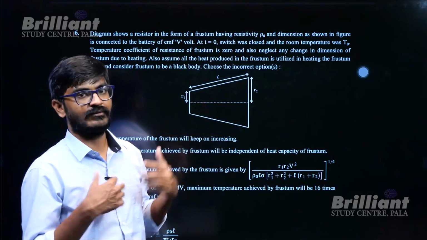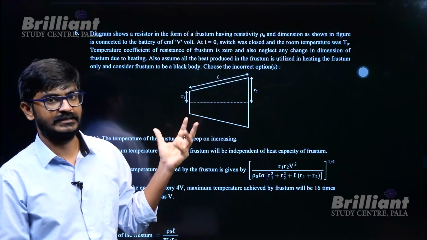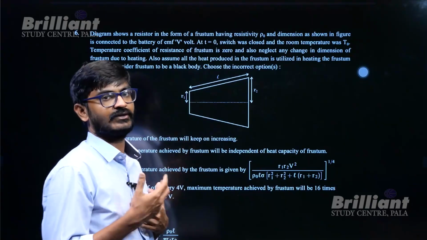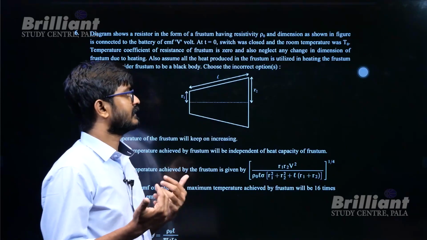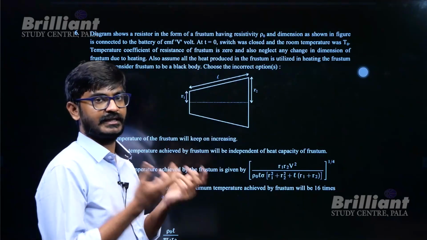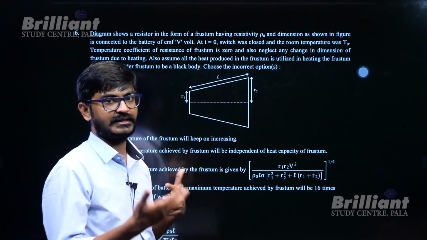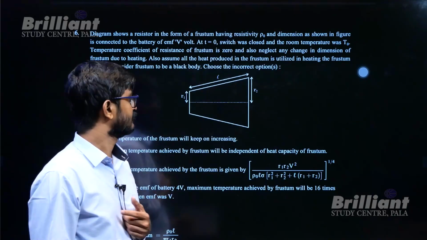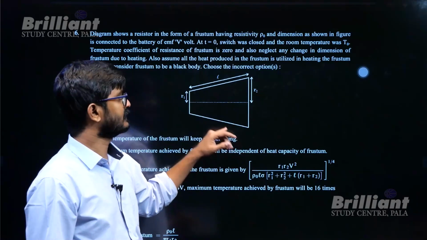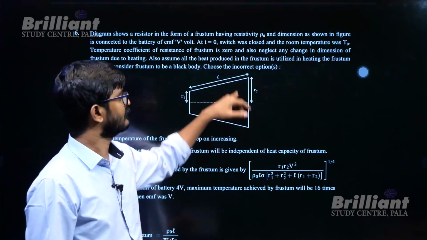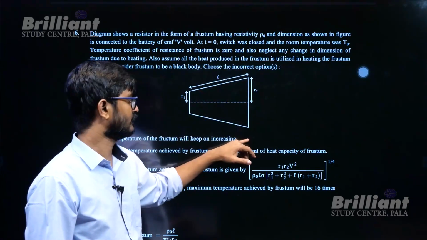Now see why it will be emitting energy. It will be heating and it will be emitting energy. Now at some point of time, what will happen? The energy taken by it will be equal to the energy emitted by it. So after that, the temperature is going to remain fixed. So increasing is incorrect, and we have to choose the incorrect option. So we will choose A.